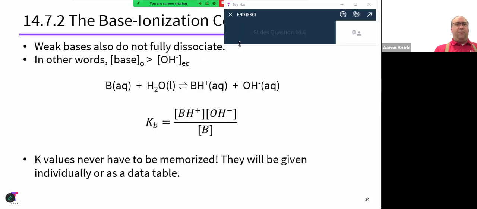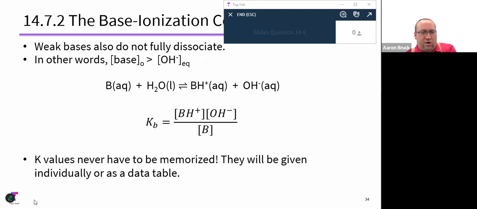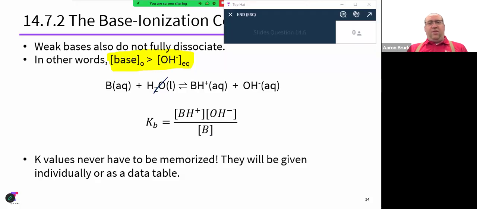So let's take a look now at bases. With bases, we make the same kinds of arguments. So we know that weak bases do not fully dissociate. In terms of the concentration, we understand that the initial concentration of the base is going to be larger than how much hydroxide comes off of it. And again, since we can exclude water from the equilibrium, since it's a pure liquid, then the equilibrium expression for the base is equal to the concentration of this conjugate acid multiplied by the concentration of the hydroxide divided by the concentration of the base.